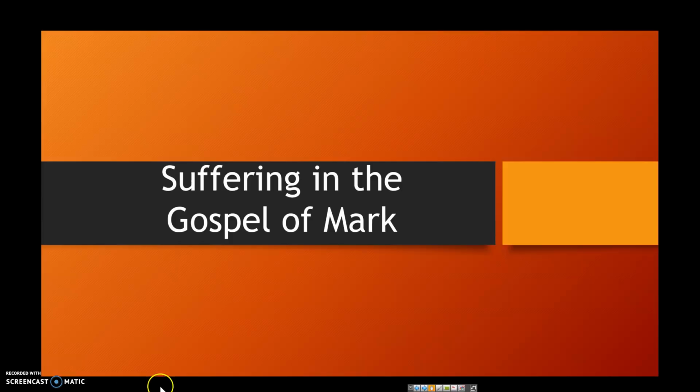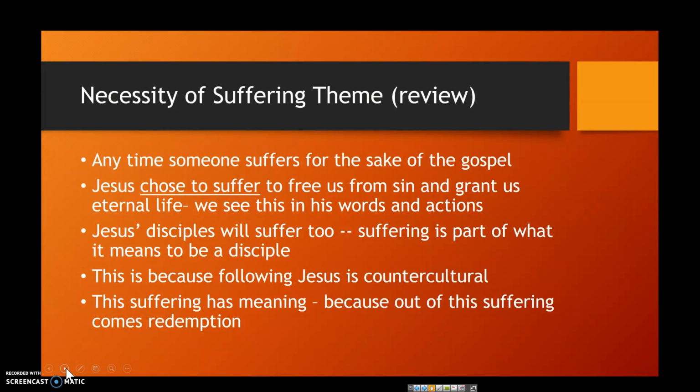We're going to be focusing mostly on the end of the Gospel of Mark, or I should say the second half of the Gospel of Mark, but let's start with a little review. One of our main themes in the Gospel of Mark is the necessity of suffering. And this theme is anytime someone suffers for the sake of the gospel. It's not any suffering, it's specifically suffering for the sake of the gospel. We see that Jesus chooses to suffer to free us from sin and grant us eternal life. And we see this in both his words and actions.